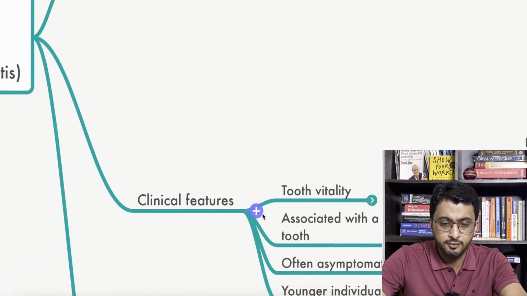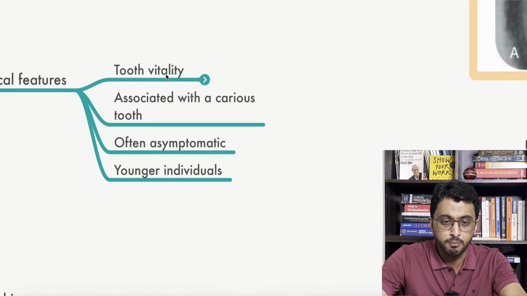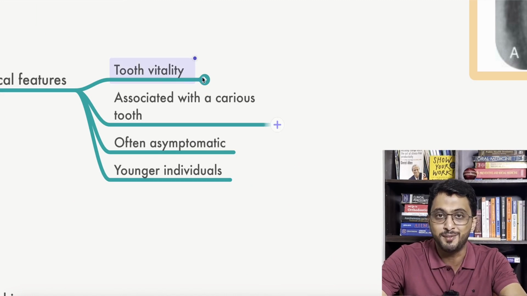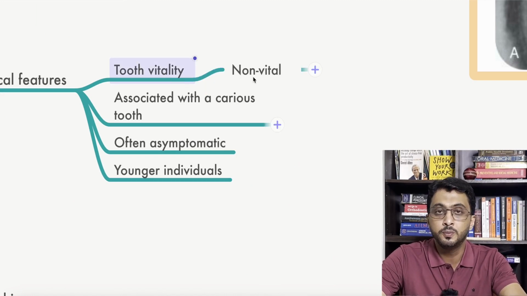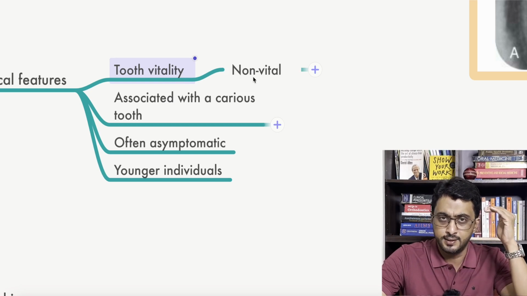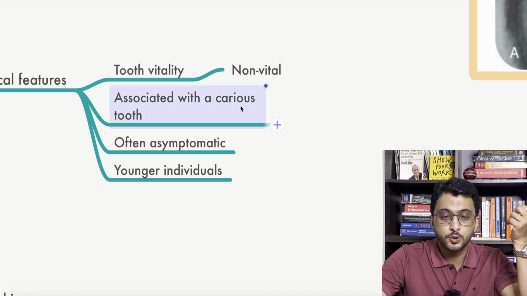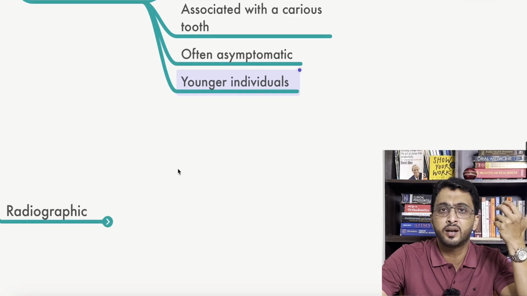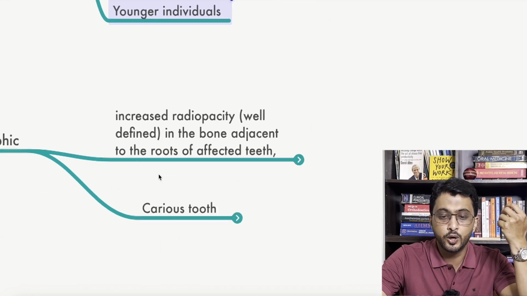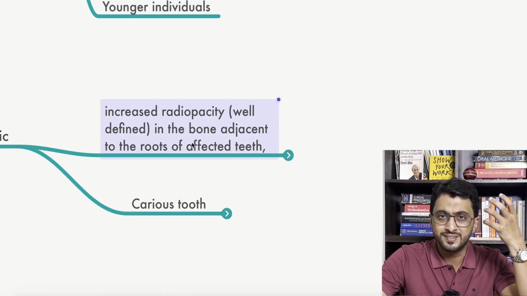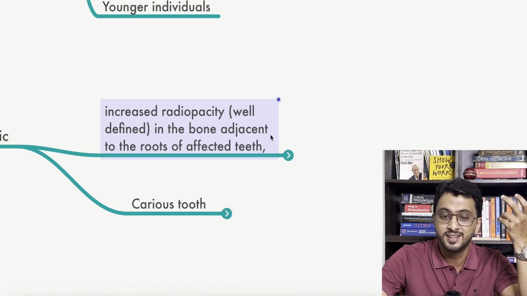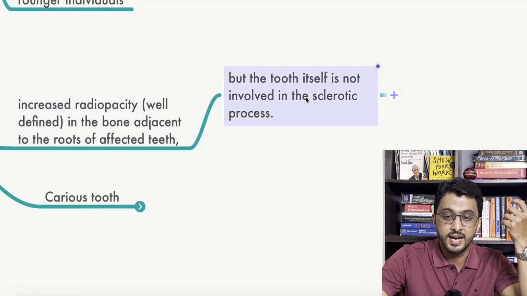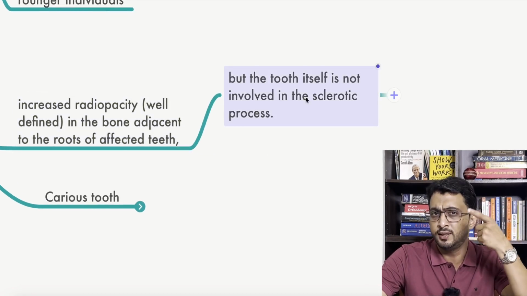Okay. Now, clinical features, I'll come to the radiographic, very important. The tooth is non-vital because the carious lesion progressed to the tooth. Now, so far we were discussing all those were vital. Now, this is non-vital. Associated with carious lesion, often asymptomatic because sclerotic, younger individuals, understandable. Now, radiograph: increased radiopacity because it's sclerosis, well defined in the bone adjacent to the roots of the affected tooth. But the tooth itself is not involved in sclerosis.